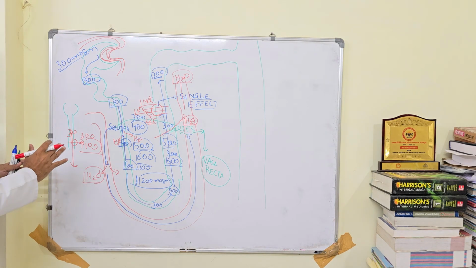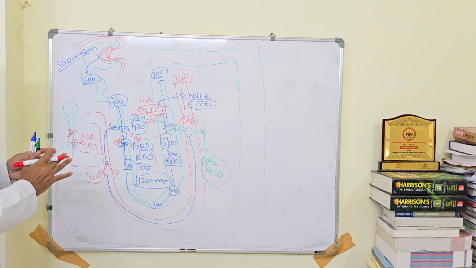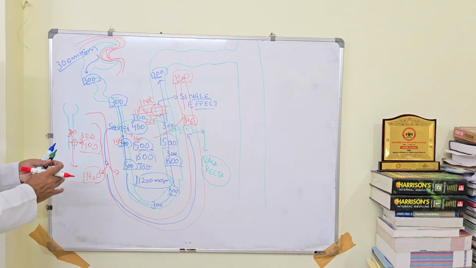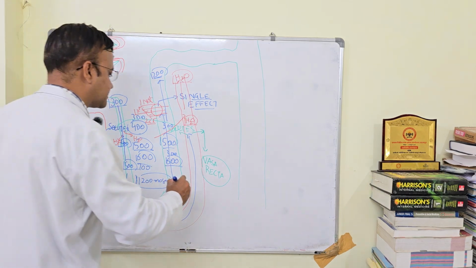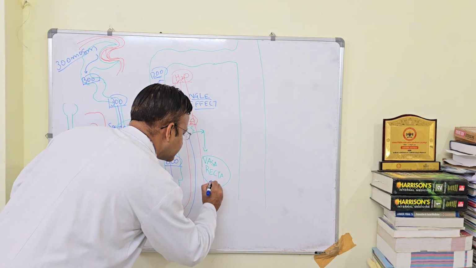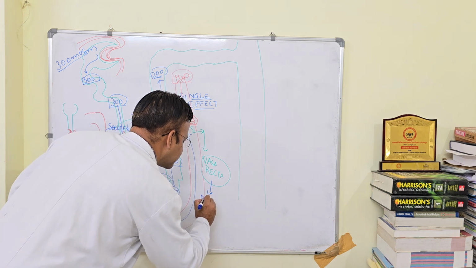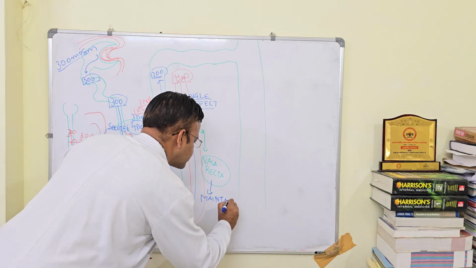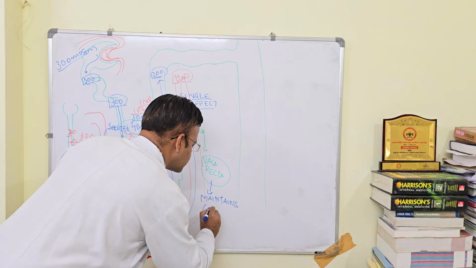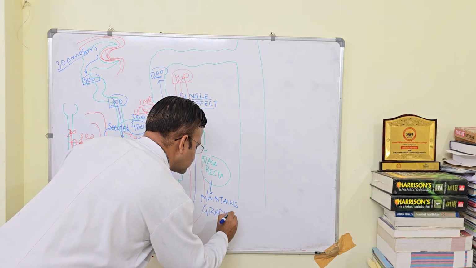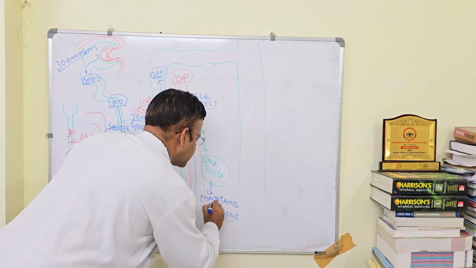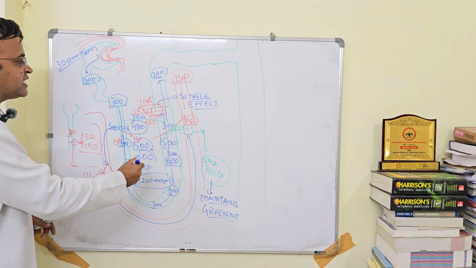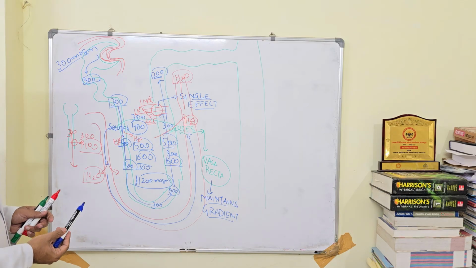So this vasa recta helps in maintenance of the gradient. The loop of Henle creates the gradient, but the vasa recta maintains the gradient, right? Without this arrangement of blood vessels, all this solute will get easily washed out, right?